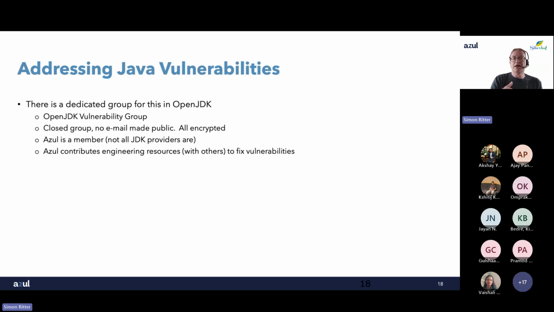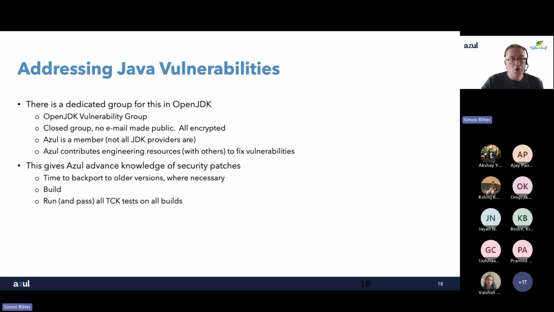Azul is a member. Not all JDK providers are. And it means that we have visibility to all of the fixes as they're being developed because we help to develop those. When we need to make patches available, we already know what's going into a particular update, and we know that we can then take those security patches and backport them to the older versions that we support, like I say, all the way back to JDK 6.